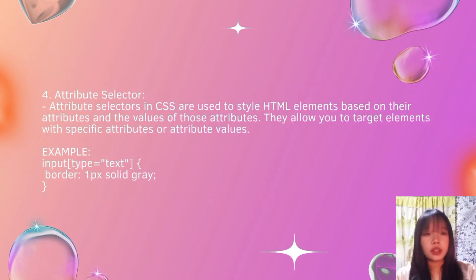And next is the attribute selectors. In CSS, they are used to style HTML elements based on their attributes and the values of those attributes. They allow you to target elements with specific attributes or attribute values.